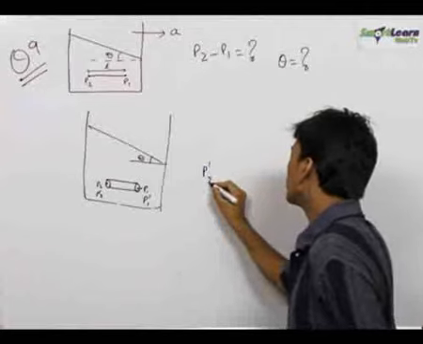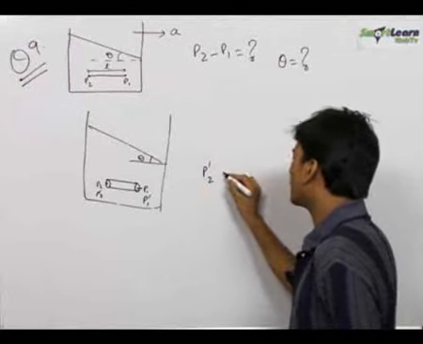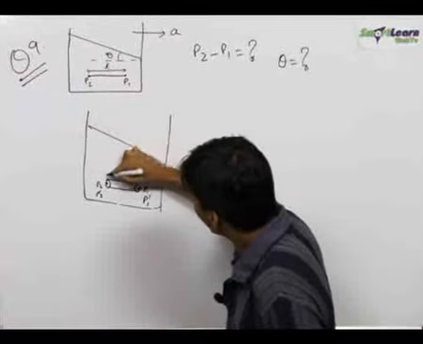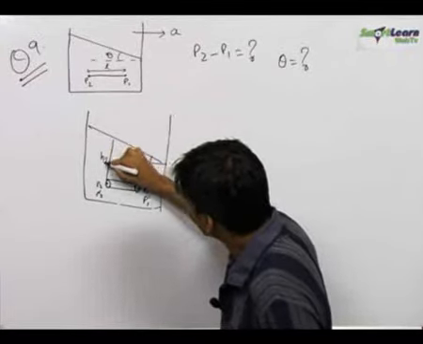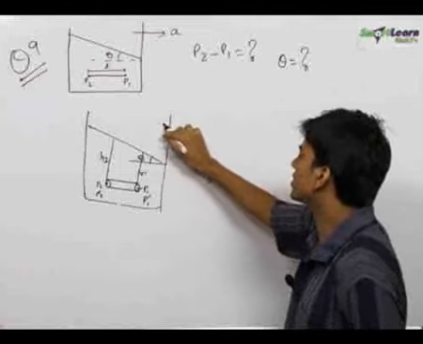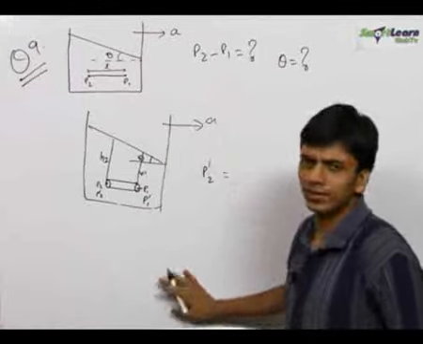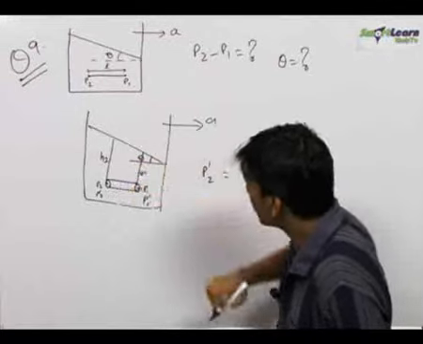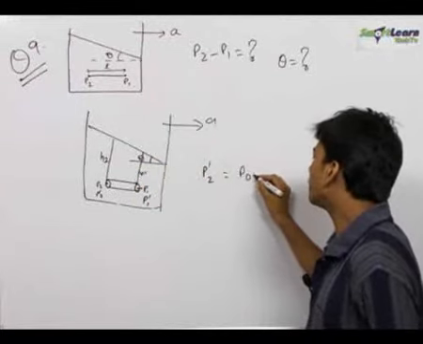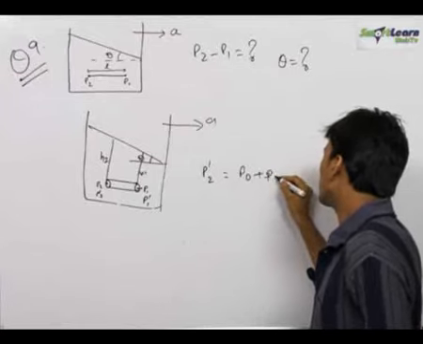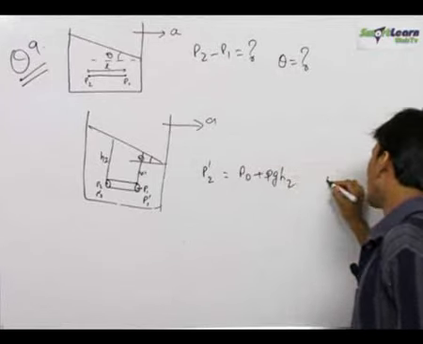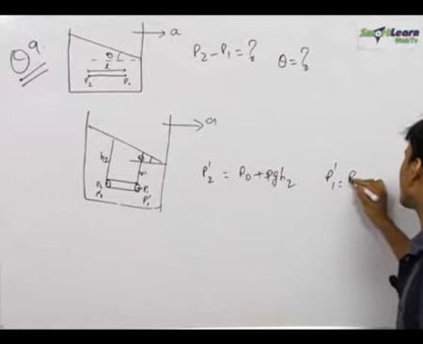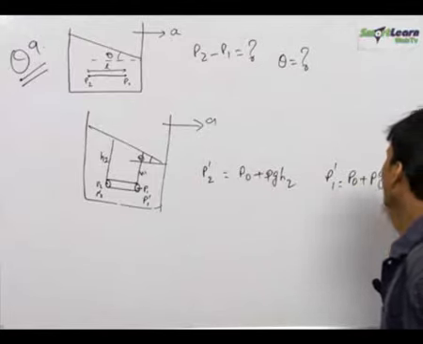Now P2 dash, that is the pressure at P2, can be written as: let this height be h1 and let this height be h2. Since there is no turbulence in the system in the vertical direction, the vertical direction's equations do not change, and therefore we can write the pressure at point P2 to be equal to P naught, that is the atmospheric pressure, plus rho g h2. Similarly, the pressure at P1, that is P1 dash, can be written as P naught plus rho g h1.